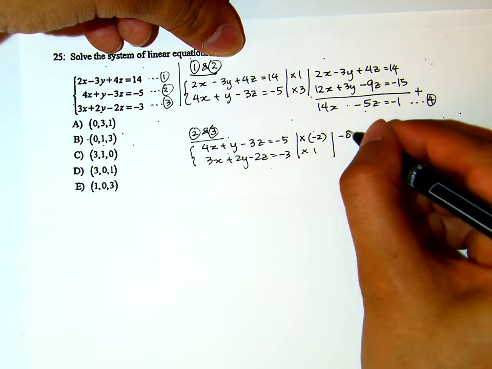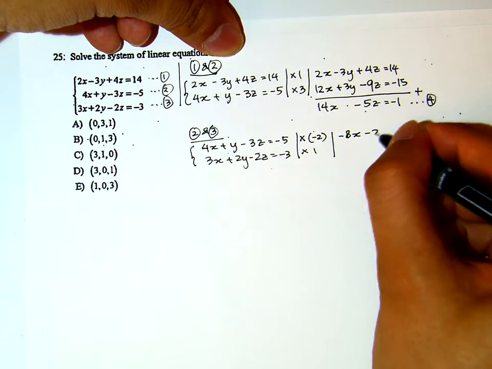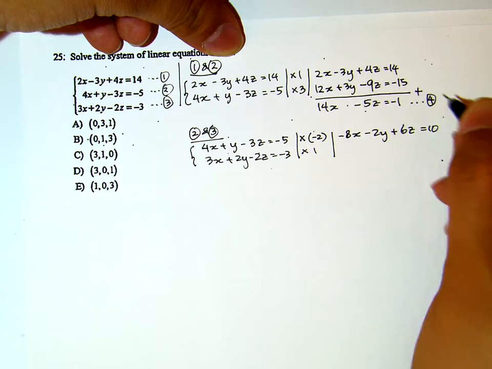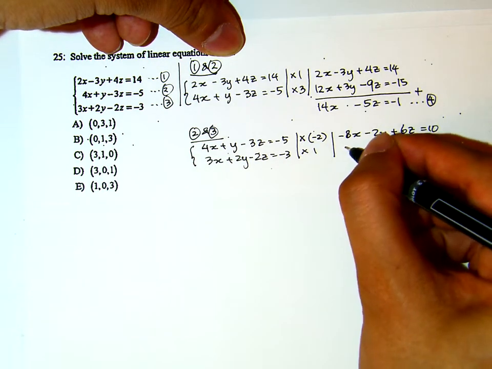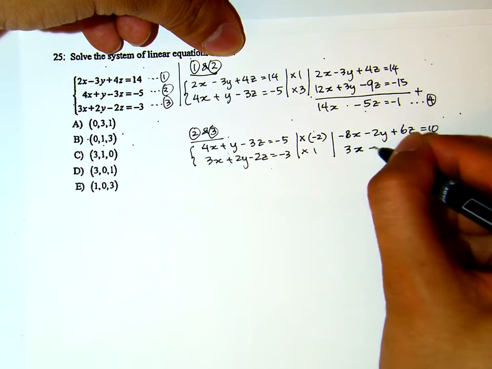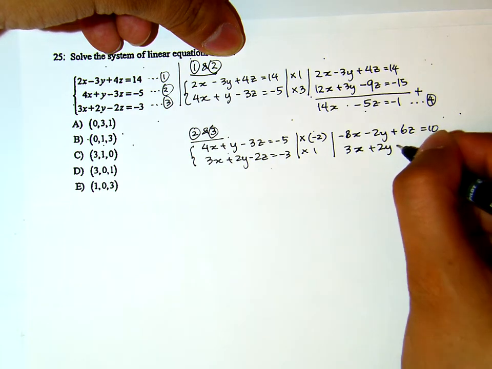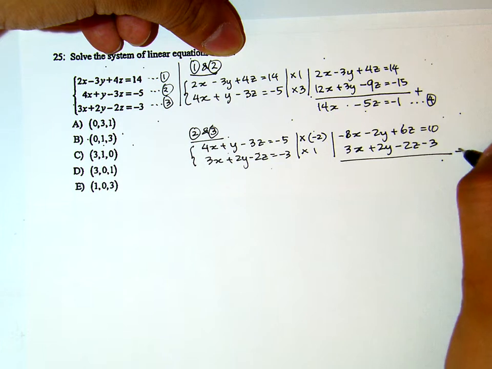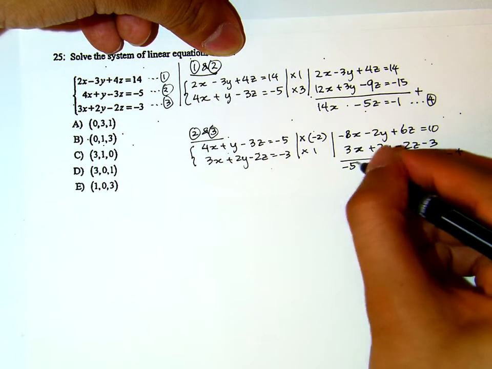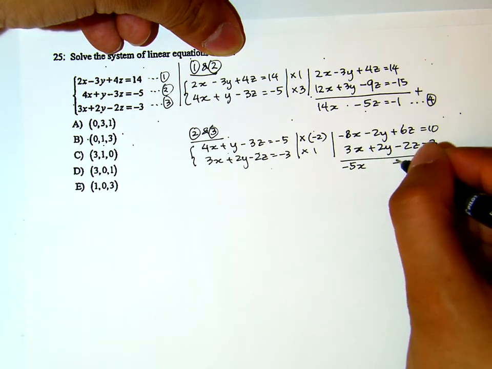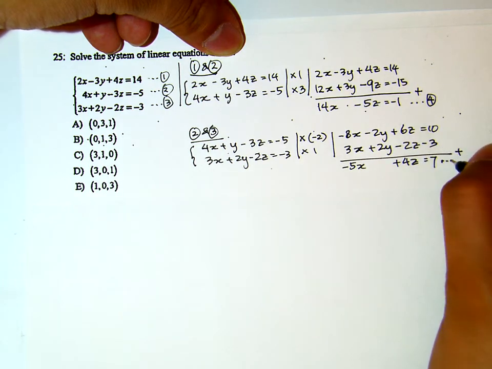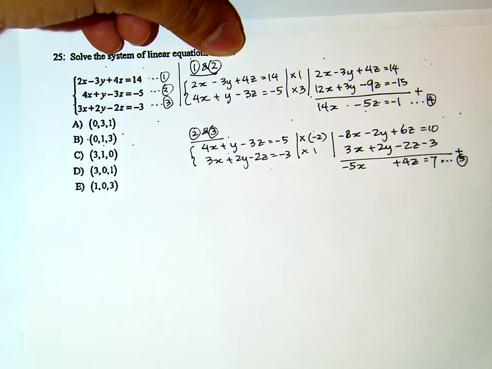This is negative 8x minus 2y plus 6z equals 10. Here I multiply by 1, which means I basically copy them down. Now I add them. I get negative 5x plus 4z equals 7. Let me now call this equation 5.